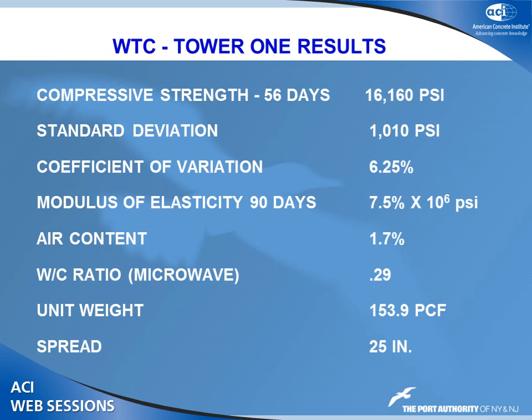Okay, here are the results that we got. And the concrete producer did a fantastic job. Here's what he averaged. Here's the standard deviation. That's the coefficient of variation. If you go by ACI 214, this is excellent. Somebody would say, this data looks made up.